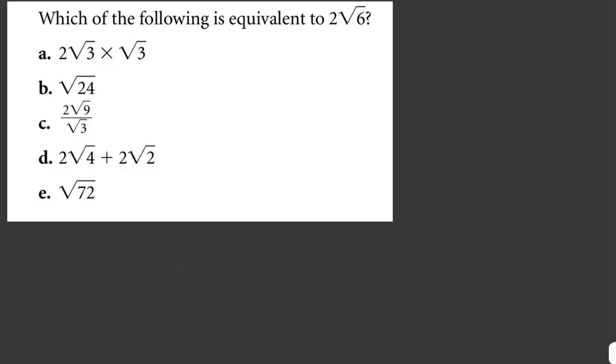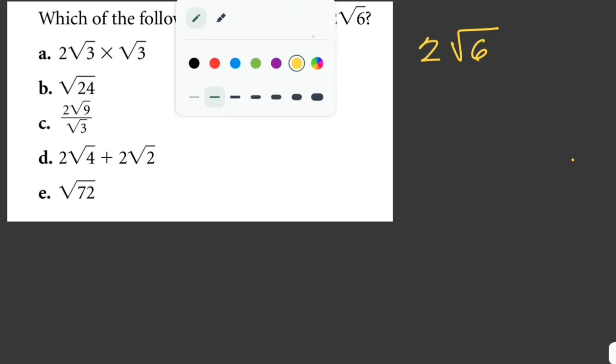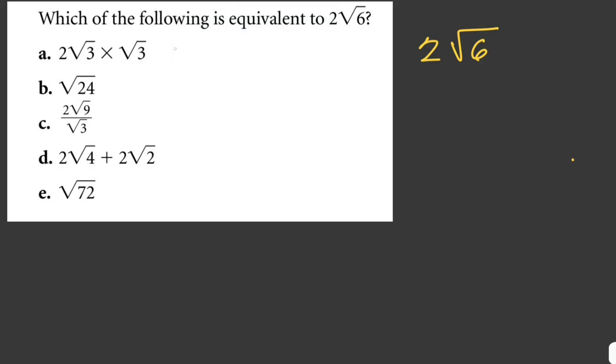Now let's take a look at the problem here. Which of the following is equivalent to 2 square root of 6? Let's take a look at each of the choices. So for choice A, this is 2 square root of 3 times square root of 3. So we can write this as 2 square root of 9. And this is not equal to 2 square root of 6. So this is not the answer.